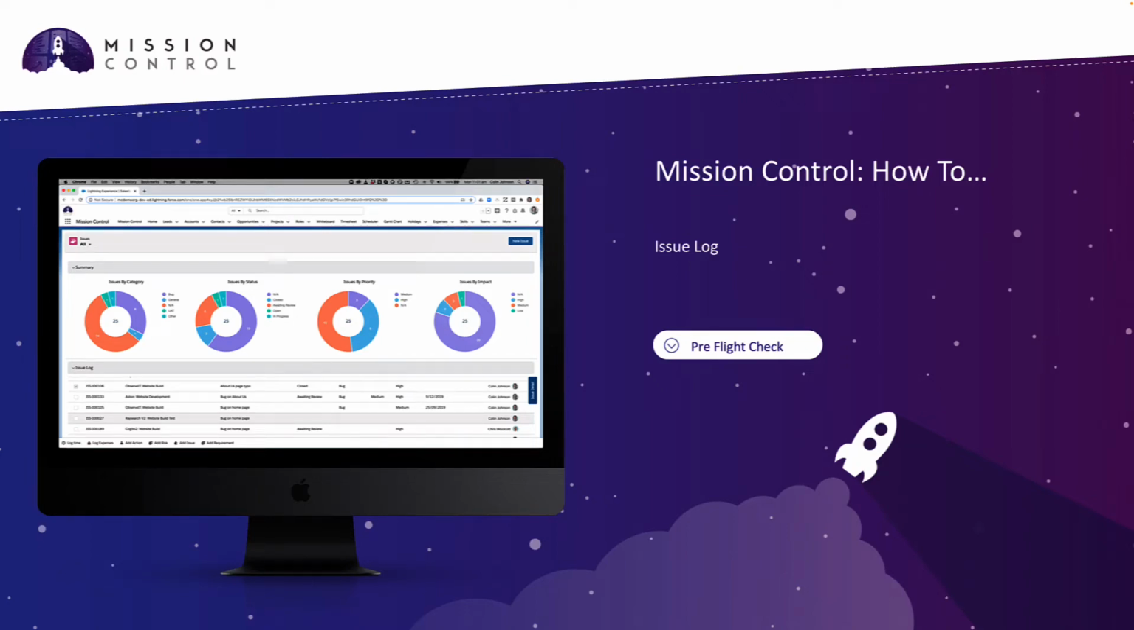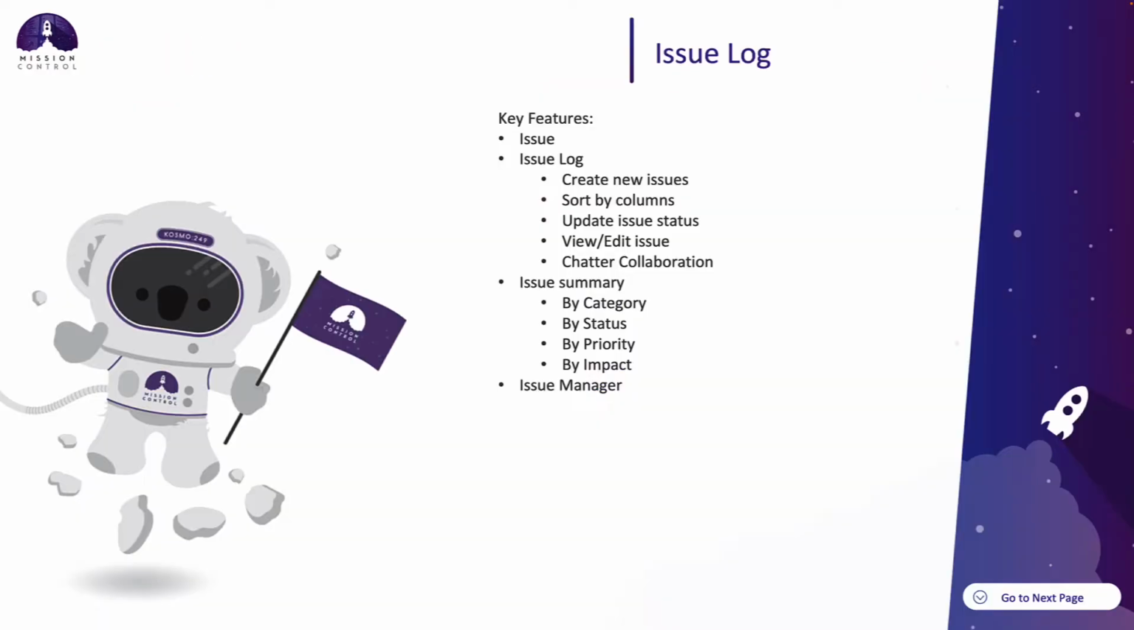Mission Control offers the issue log, which allows us to manage and track issues relating to projects. All issues should be related to a project, and they can also relate to risks, actions, and checklist items. Inside the issue log, you're able to create, update, or delete issues. You can also sort issues and collaborate via chatter as well.